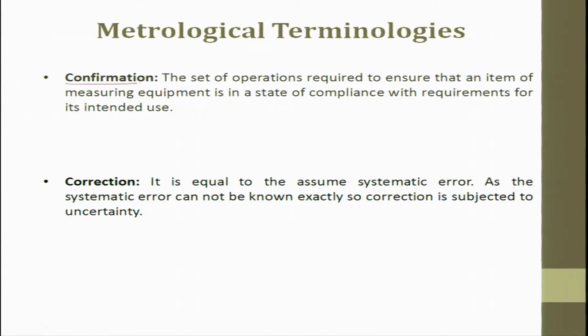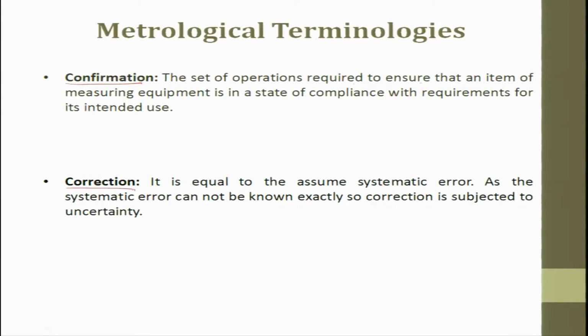What is confirmation? Confirmation is the set of operations required to ensure that an item of measuring equipment is in a state of compliance with requirements for its intended use. That is confirmation. And next is correction.